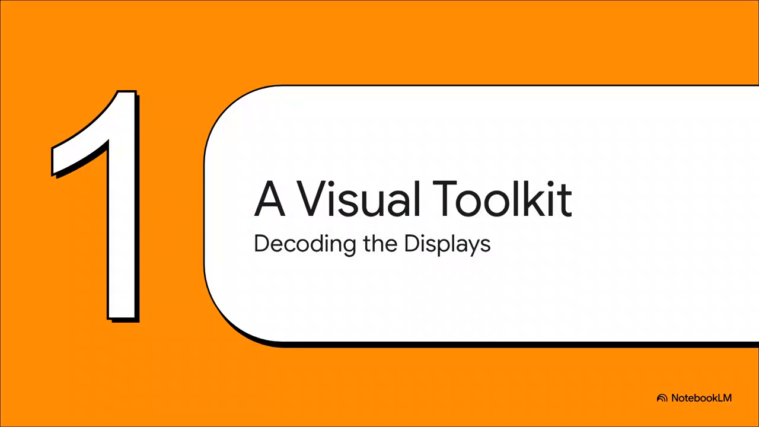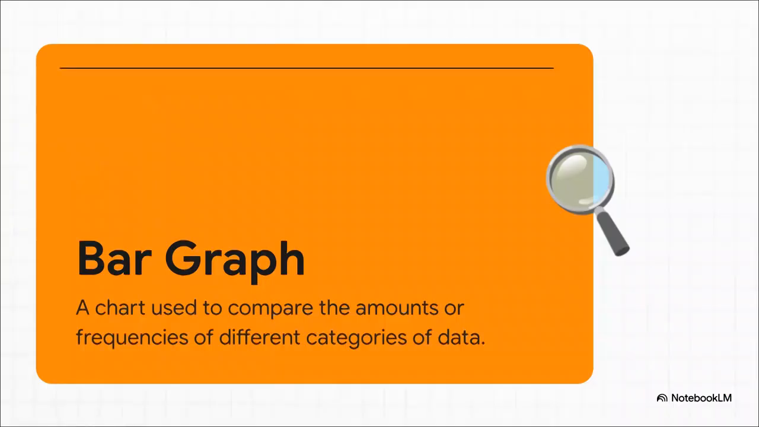Okay, first things first. We need the right equipment for the job. So we're going to build a visual toolkit that'll help us understand the basic language data speaks. Our very first tool is the bar graph. I want you to think of it like a lineup. It's perfect for comparing different groups side by side to see which one's taller, which one's shorter, who's the winner.